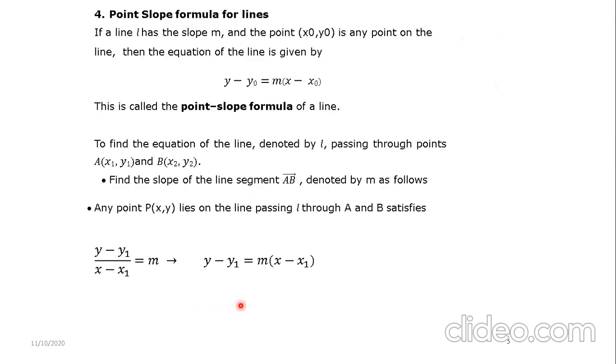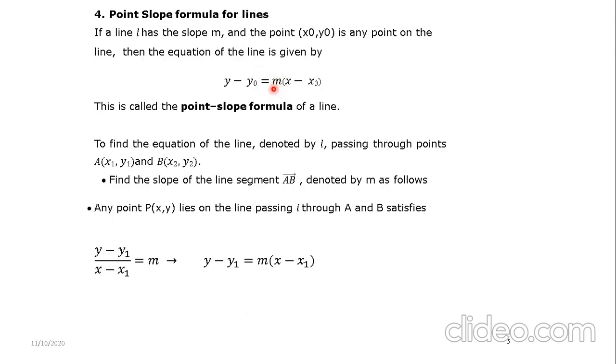The point slope formula for a line. In many cases, the line is given to you by the slope and 1 point on it, and you want to get the formula of this line. The slope, which is m, is the tangent of the angle of inclination between the line and the positive x-axis direction.